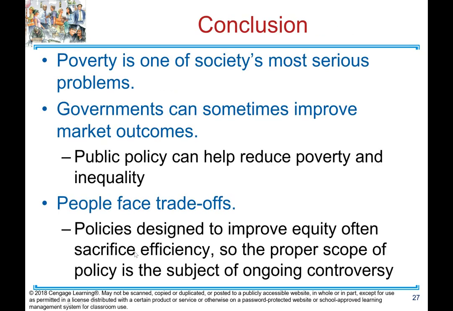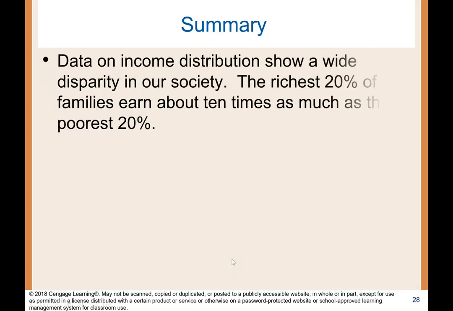In conclusion, poverty is one of society's most serious problems. Governments can sometimes improve market outcomes, and public policy can help reduce poverty and inequality. People face trade-offs, and so policies designed to improve equity often sacrifice efficiency. So the proper scope of policy is the subject of ongoing controversy.